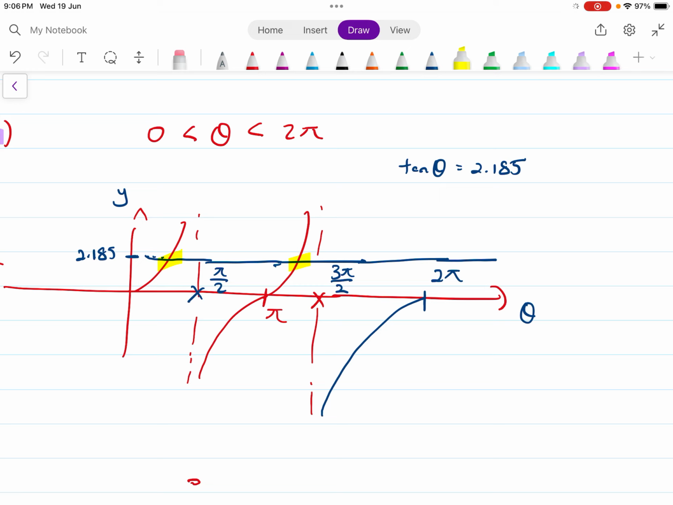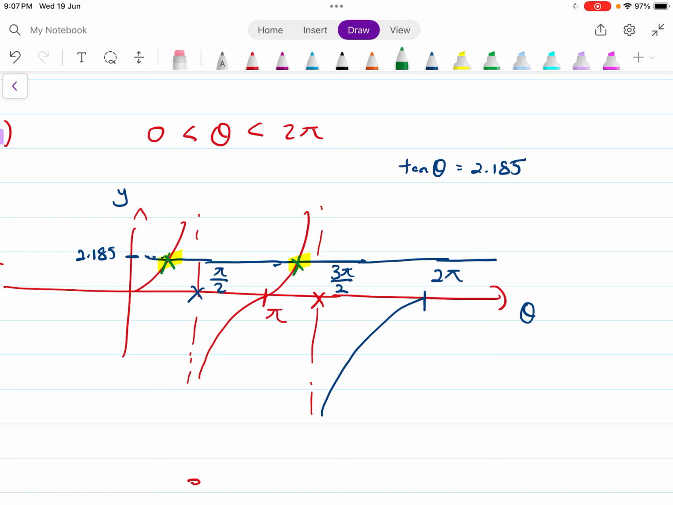And of course, if you realize, my first answer will be less than pi over 2, meaning less than 1.57. The other answer will be more than pi, but slightly less than 3 pi over 2. So I will beg to differ with the answer.